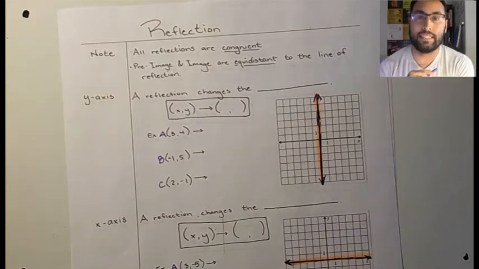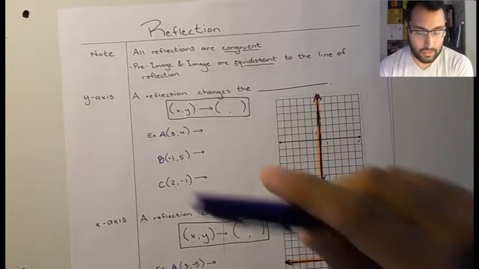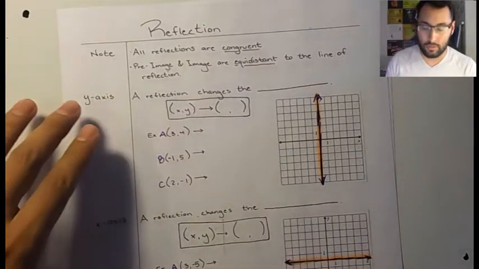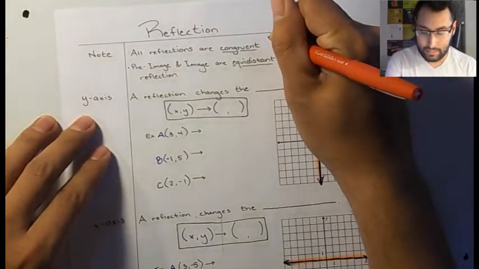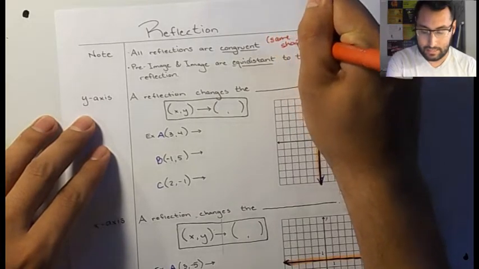Hey class, this video is on reflection. Our last video was on transformations. Reflection is one of those types of transformations. A couple things that we need to know about it is all reflections are congruent. That just means that the objects that are being reflected have the same shape and size.